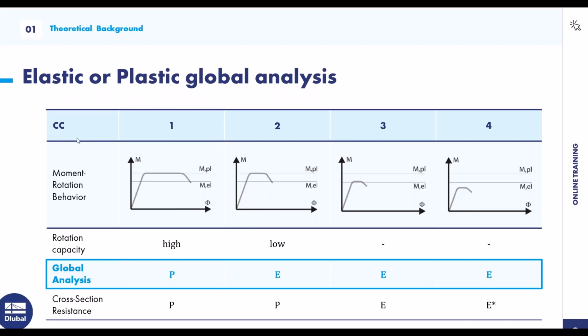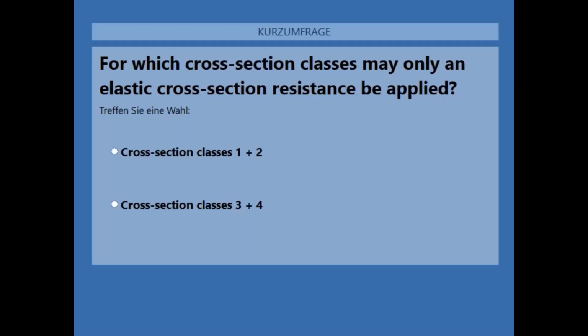Okay, then I start the next survey. The question is, for which cross-section classes may only an elastic cross-section resistance be applied? Just select what you think is correct.